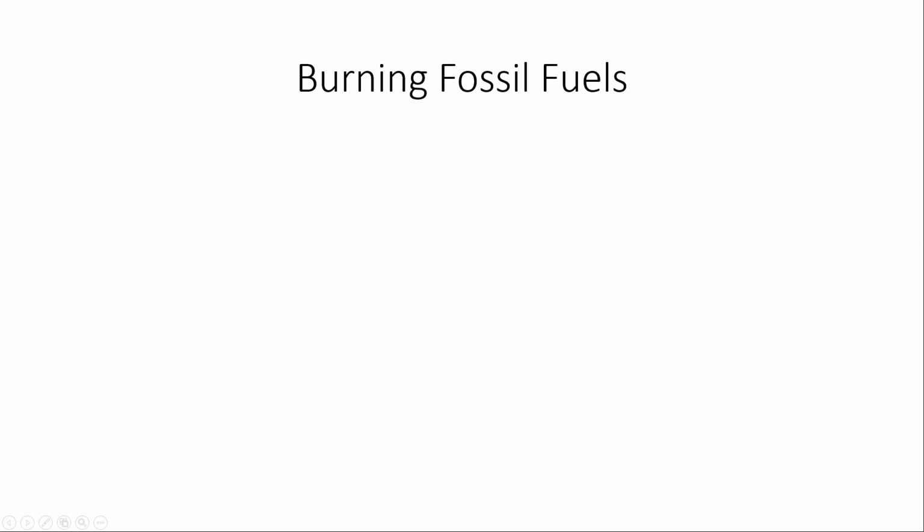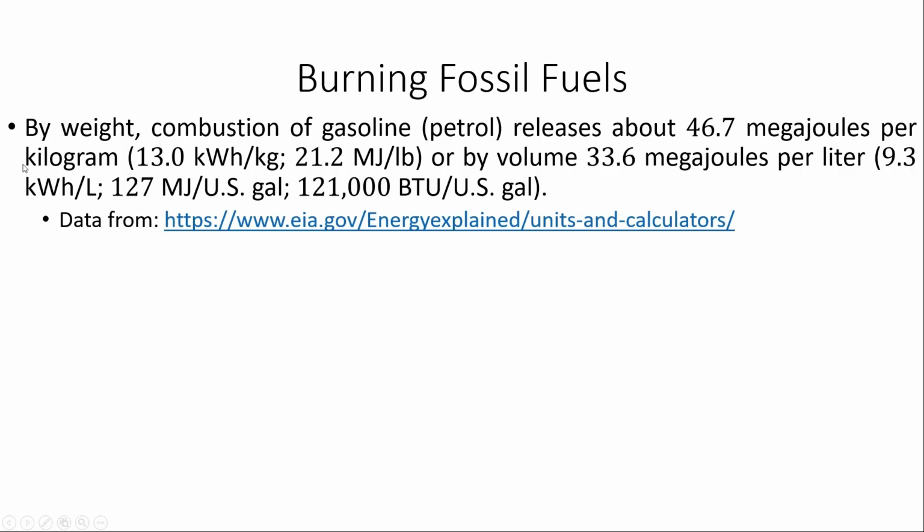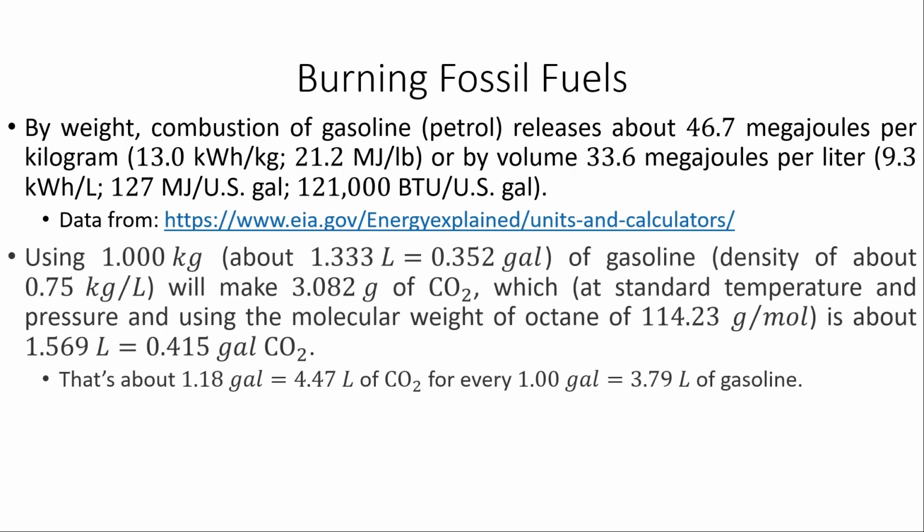But if we look at what is actually happening here when we burn the fossil fuel, it looks like this. By weight, the combustion of gasoline, or as they call it in other countries, petrol, releases 46.7 megajoules per kilogram. Here it is in a few other units, or by volume 33.6 megajoules per liter, and here it is in a few other units. So we are getting quite a bit of energy out of this hydrocarbon, which is of course why we use it in the first place, but it does actually generate CO2.